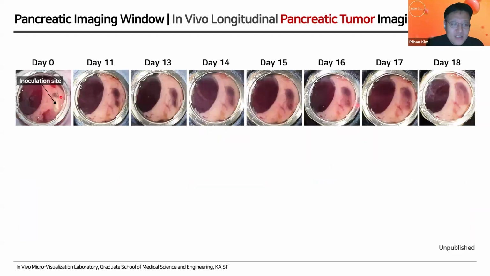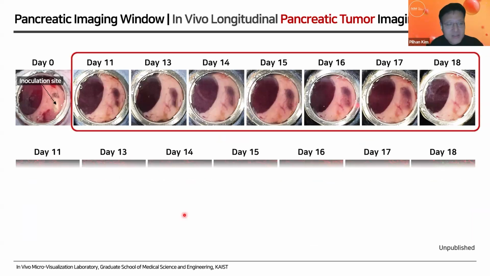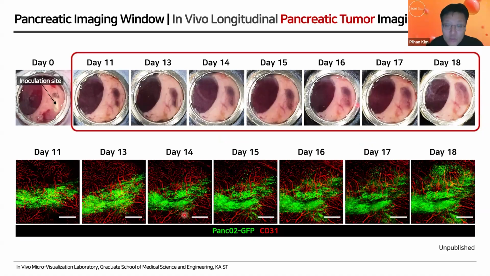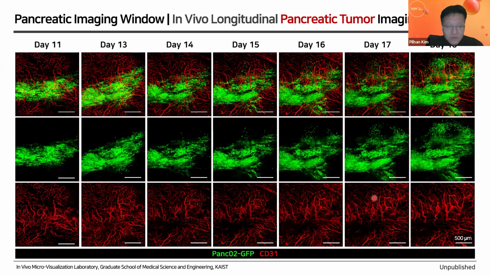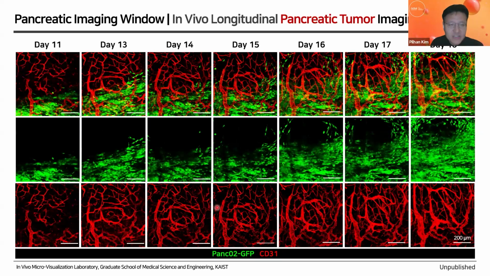So this is where we injected the pancreatic cancer cell. This is day 11 and day 18. And then let me zoom in. Okay, so this is day 11 to day 18. So we can directly see how these pancreatic cancer cells infiltrate into the pancreas tissue, like this. And then we can also see how the vessels, this pancreatic tumor vessel, changed over time. So this is from day 11 to day 18.